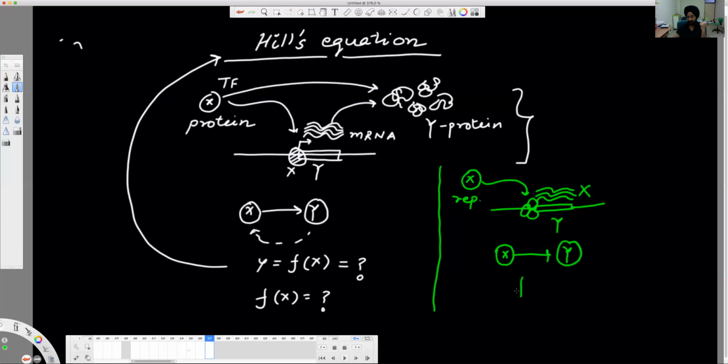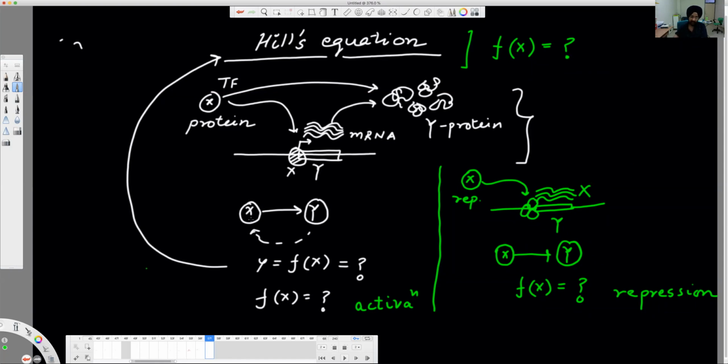And again, we need to find out what is f(X) for the repression. This is for activation, and this is for repression. We need to find this f(X). All right, so that's what the Hill's equation does. It gives us a relationship which can be used to calculate f(X), right? So let's look at the Hill's equation now. We will derive the Hill's equation.